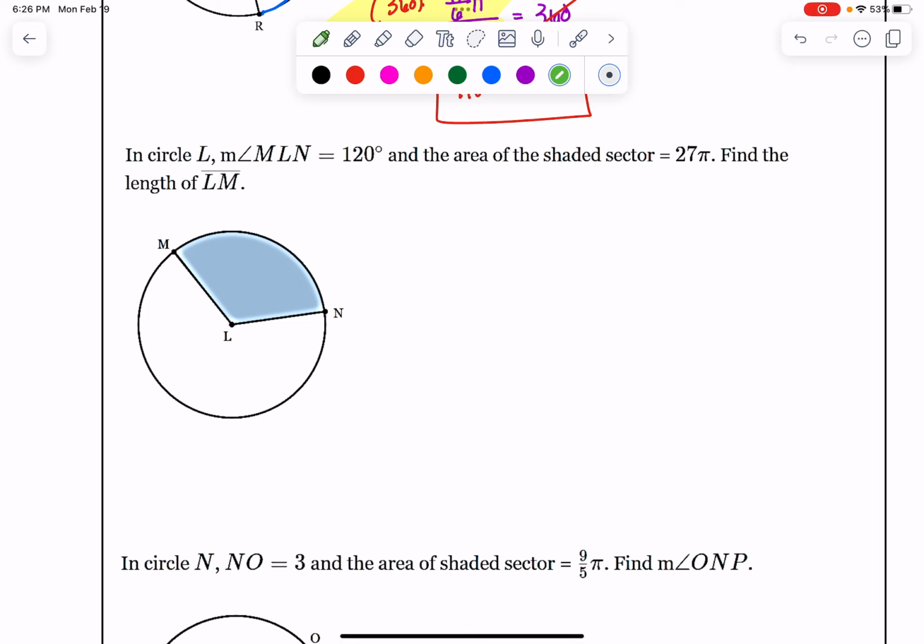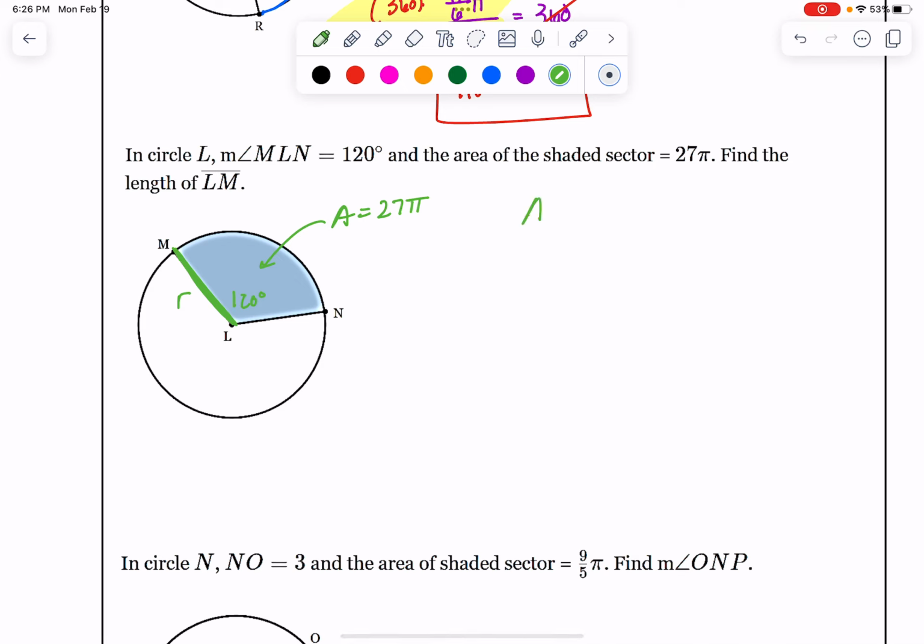Again, I'm just giving you the answer, I suppose, the way the formula is set up. I'm giving you one side, and you have to find a variable that's in the mix on the other side. So the angle, MLN, the angle is 120 degrees. The area is 27 pi. And I'm looking for the radius. I'm looking for this LM.